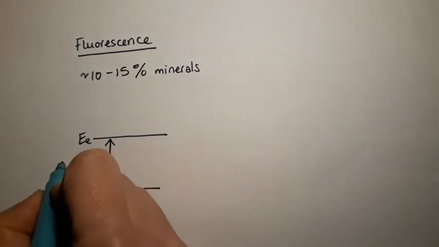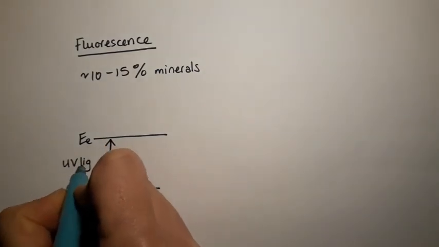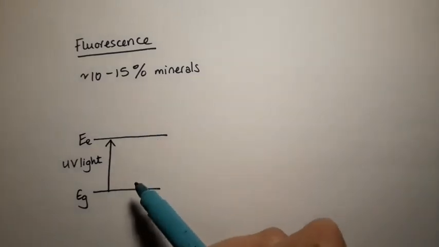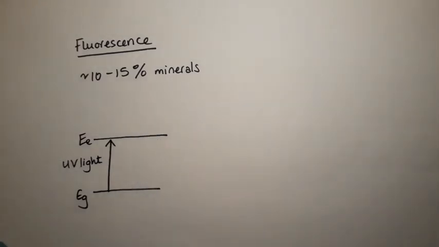So if we put UV light in, if the electrons were to fall straight back down to their ground level, the light emitted would be exactly the same frequency and the same wavelength as the light that was put in, and this effect is called luminescence.